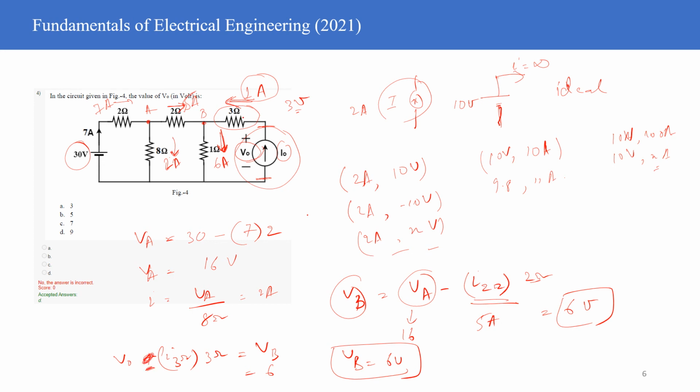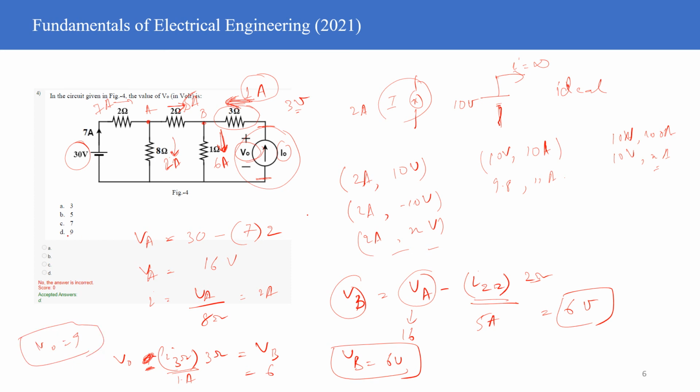So V naught minus IR, right? Because I am moving in the direction of flow of current, right? So V naught minus I 3 ohm into 3 ohm is equal to VB, that is 6. So you just multiply this. What is I 3 ohm? It is 1 ampere. So 1 into 3 is 3. And then on the right hand side, it will become plus 3. So it will be 6 plus 3, which will be equal to 9. So V naught will be equal to 9.